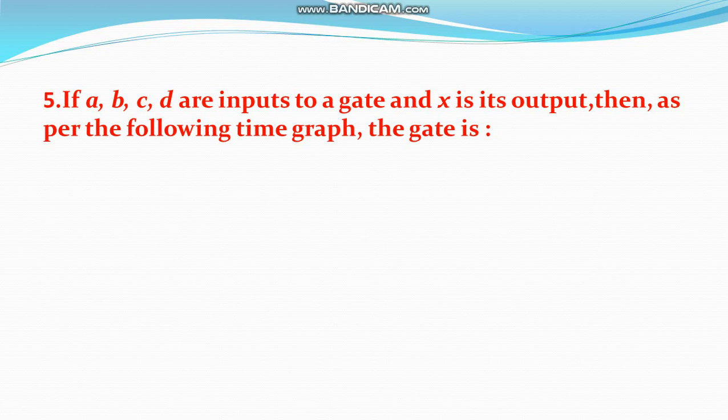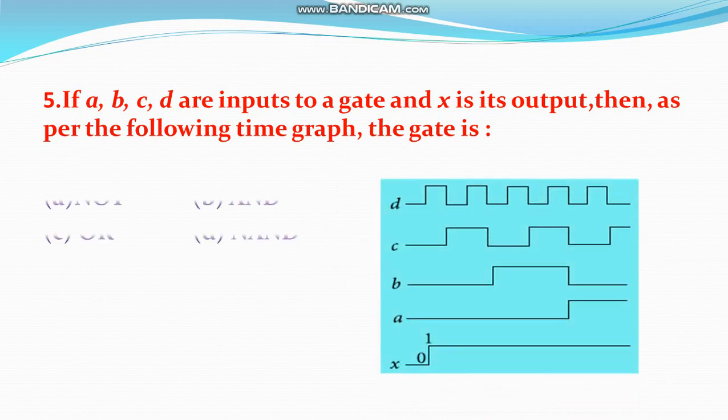Question number 5. If A, B, C, D are inputs to a gate and X is its output, then as per the following time graph, the gate is. So according to the time graph, which type of gate is it? See, A, B, C and D are 0, 0, 0, 0, then output is also 0. A is 0, B is 0, C is 0, but D is 1. Yes, A, B, C is 0, 0, 0 and D is 1, then output is 1.